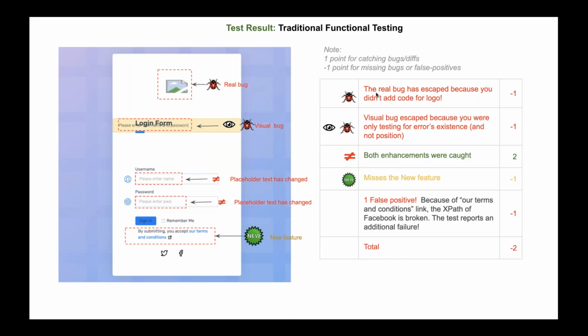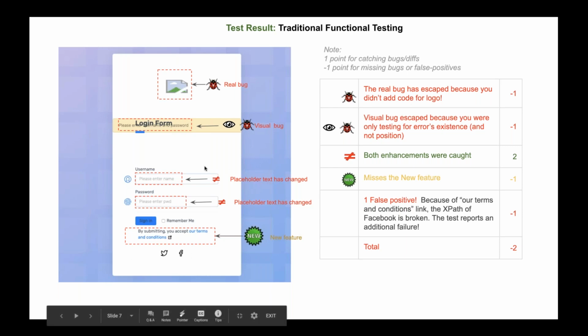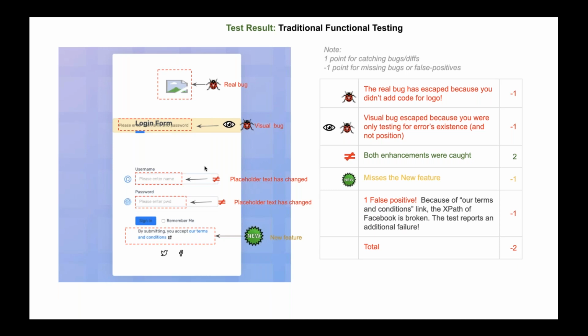First of all, the real bug, that the logo is missing, has actually escaped. Although I was focusing on all these form fields, that happens all the time. When you're given a task, you won't obviously check every single piece of the code, right? There'll always be some pieces where you say, oh, that won't change, or you take a decision that some parts you don't bother to test. And if that breaks, it's going to look bad on you. So in this case, the real bug has escaped, and the visual bug has also escaped, because you are just checking the DOM for the existence of this text.